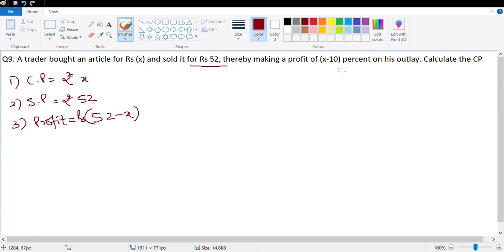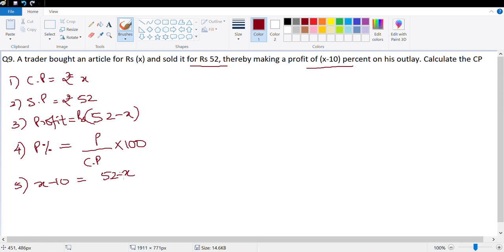And this is a profit of X minus 10%. So I hope you remember the formula of profit percent. Profit percent is equal to profit upon cost price multiplied with 100. So let's substitute values. It says the profit percent is X minus 10. So X minus 10 is equal to profit, which is equal to 52 minus X upon cost price, which is X multiplied with 100.